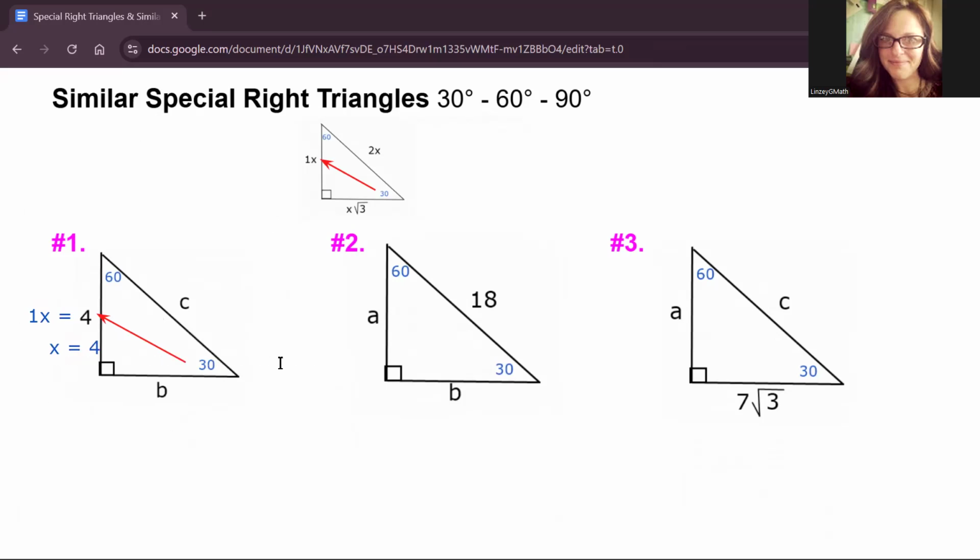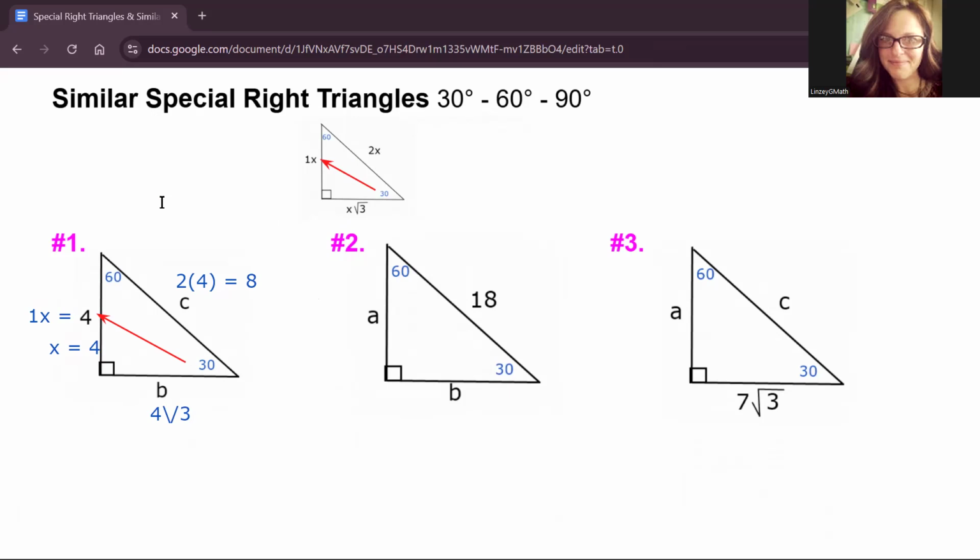So we've multiplied every side of this triangle by 4. For the opposite side of 60, we get 4 times the square root of 3, 4 square root 3. And for the hypotenuse, we get 2 times x, 2 times 4, which is 8.